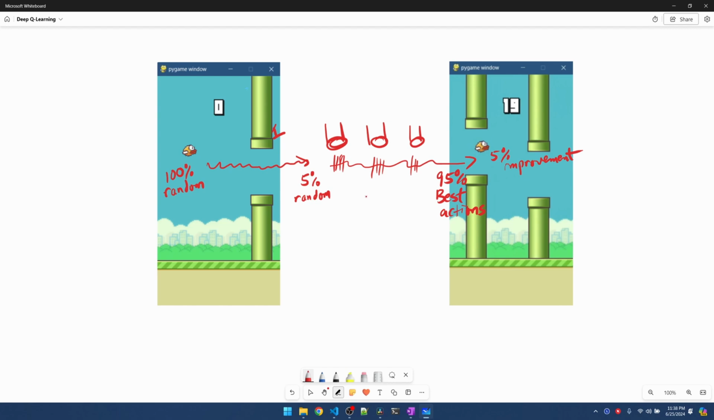But why do we have to settle for something low like 5%? Why can't we do, say, 50%? If we settle epsilon minimum at 50%, that means the bird is going to do something random half the time and take the best action half the time. If it does 50-50, what are the odds of it getting all the way to pipe 19? The odds will be very low that it can get very far. And that's why we have to settle for a very low improvement rate.